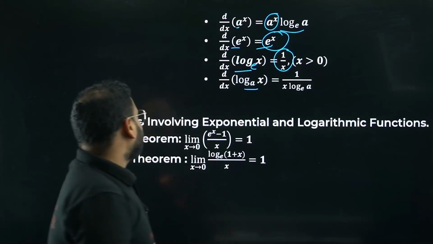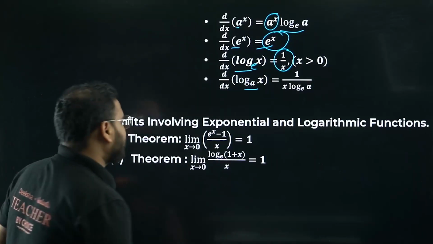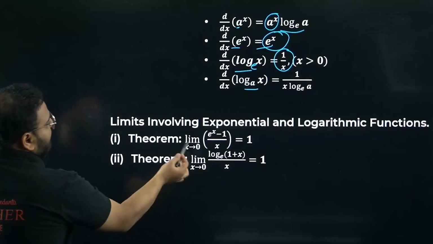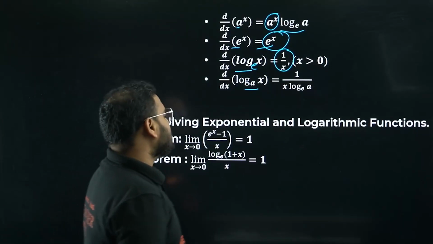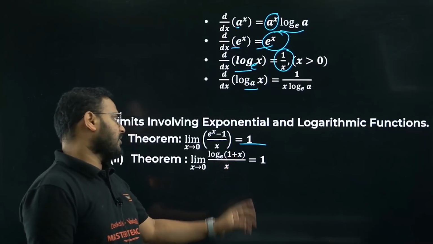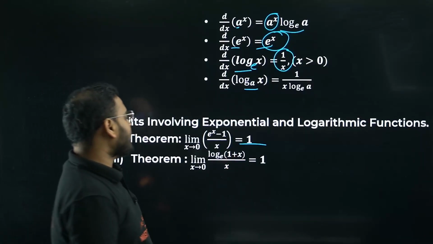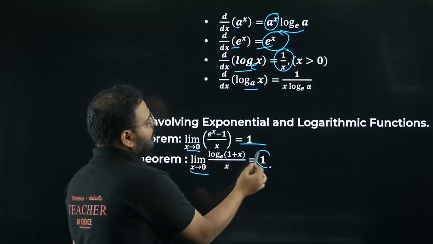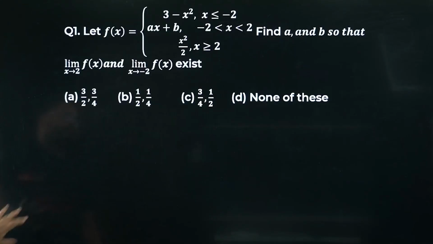Let's move on now. Limits involving exponential and logarithmic functions are very important. I've taken a question on this as well. The limit of e power x minus 1 upon x will be simply 1. The same goes with log, but you have a plus sign over here: log of 1 plus x upon x, as x tends to 0. The answer will be 1.